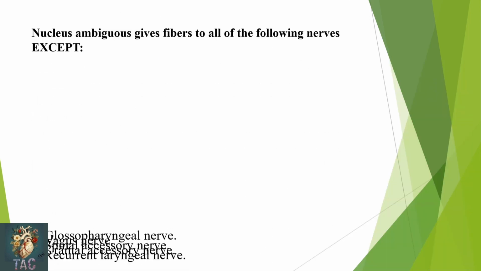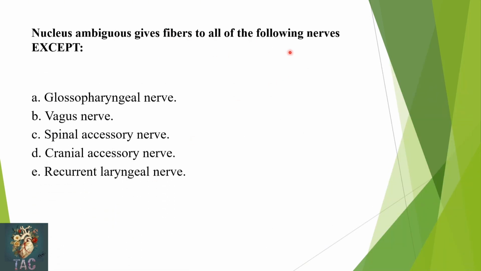Nucleus ambiguus gives fibers to all of the following nerve roots except. The glossopharyngeal nerve, yes. Vagus nerve, yes. Cranial accessory and recurrent laryngeal, yes. Please remember the spinal accessory nerve nucleus is present at the level of C1 to C5, and this is not the nucleus ambiguus. All the other four nerves have their nuclei in the nucleus ambiguus. So option C is the correct option.